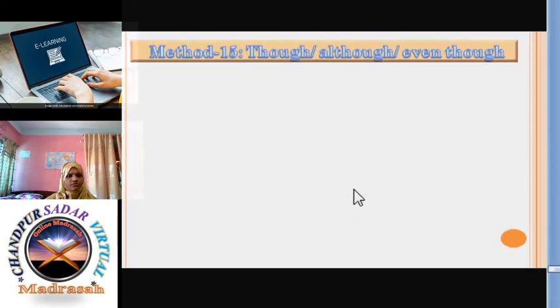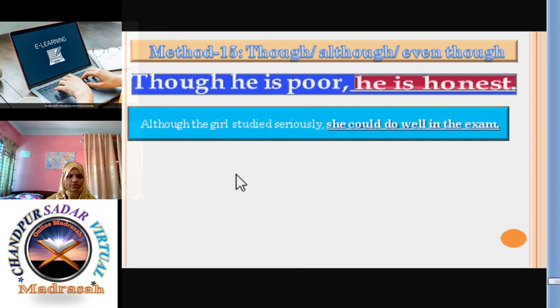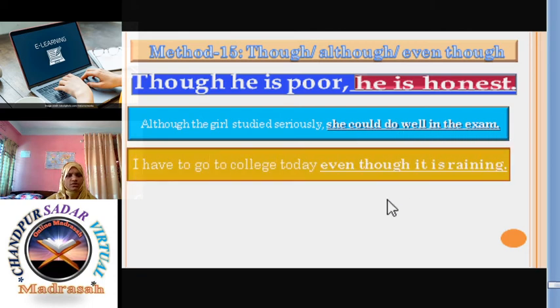Then method 15: though, although, even though. Though he is poor, he is honest. Although the girl studies seriously, she couldn't do well in the examination. I have to go to college today even though it is raining. So you have to remember, in the case of though, although, even though, you have to use the contrast form to complete the sentence.